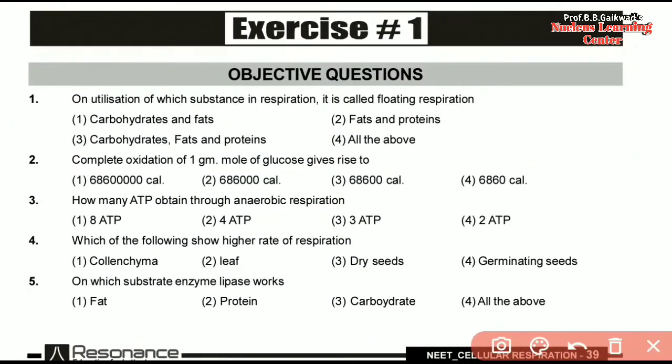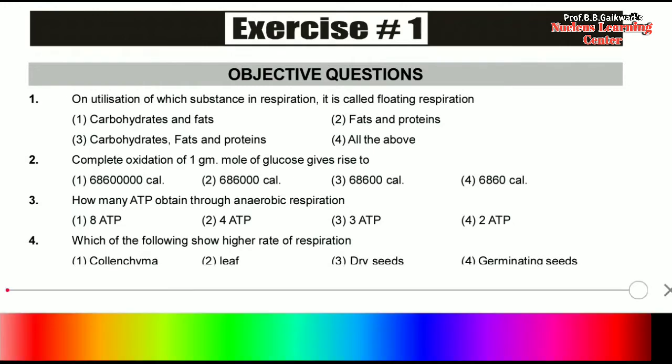Going to take some multiple choice questions on the 12th NCERT chapter, that is respiration in plants. So let's start. First MCQ is on utilization of which substance in respiration is called floating respiration.